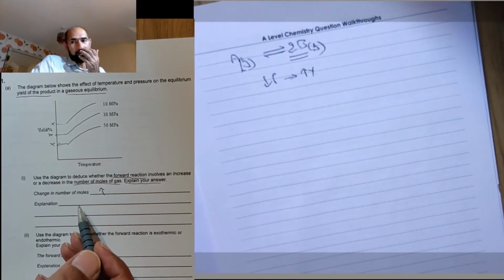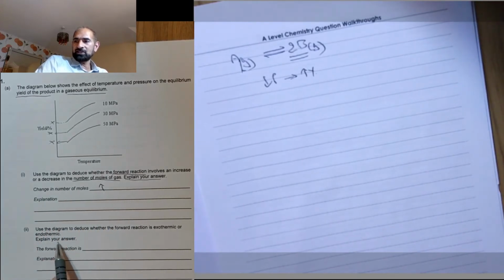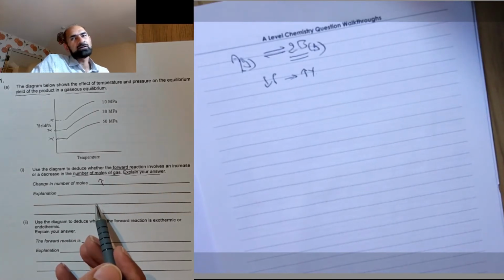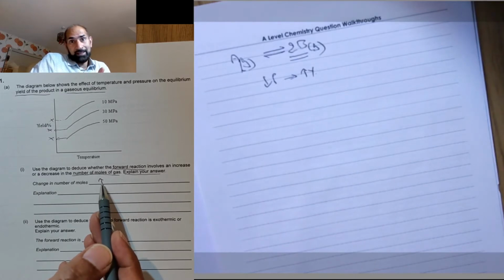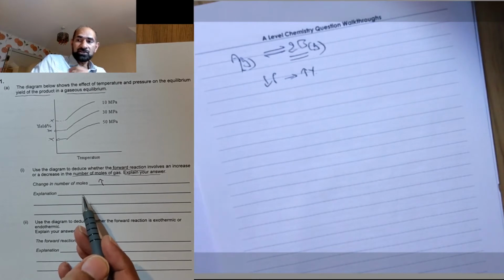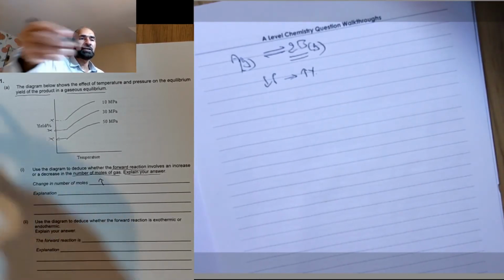Now, when this part of the question came up in the exams, the change in the number of moles and the forward reaction was answered fairly well. It's the explanation where a lot of students lost marks because they couldn't explain it. Maybe they're guessing, but they just could not explain it. The explanation is worth 3 marks: 1 mark there and 2 marks for the explanation.